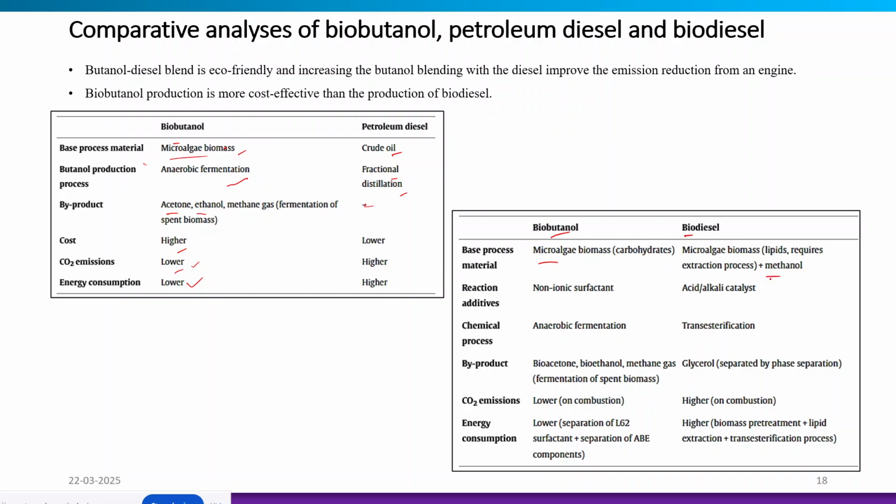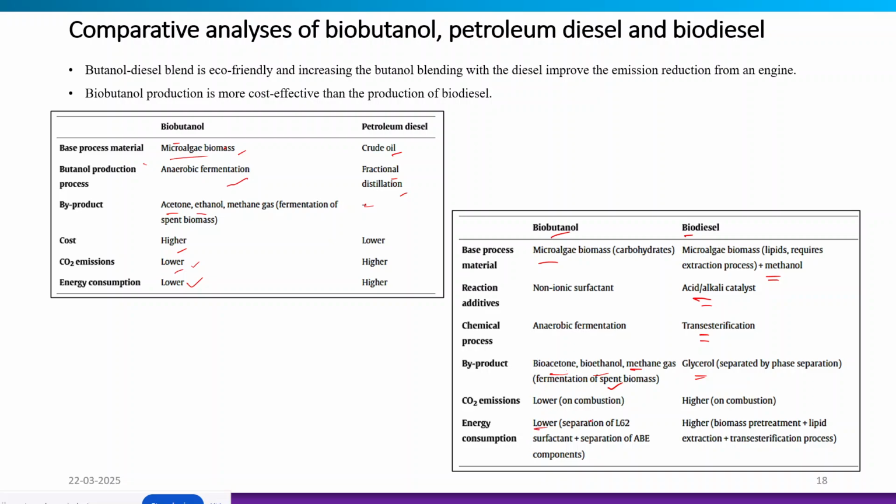Biodiesel also needs methanol as an external source to convert the biomass into biodiesel. Here we also need the catalyst, and the transesterification process is followed. Here we only get glycerol as a byproduct, but in biobutanol production we get other alcohols like bioethanol, bioacetone, and methane gas as byproducts, which is a beneficial process.